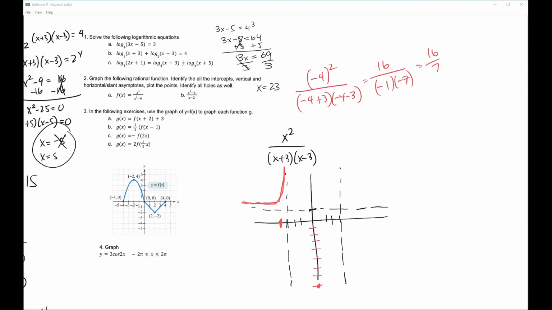Did anybody get any of these numbers? 1 squared over 4 times 2. That's what, 1/8. Right, 2 would be 4/5 times 1, which would be 4/5. All right. Let's look this up a little bit.